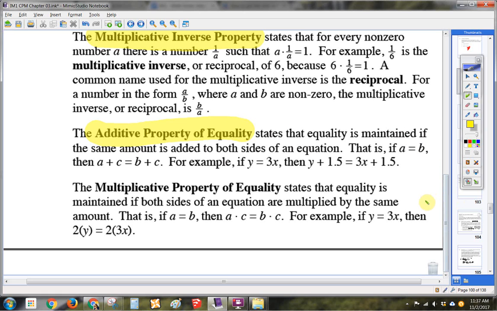The multiplicative property of equality states that equality is maintained if both sides of an equation are multiplied by the same amount. That is, if a equals b, then a times c equals b times c. For example, if y equals 3x, then 2 times y equals 2 times 3x. So again, we can multiply both sides of the equation as long as it's by the same amount. The equation does not change.